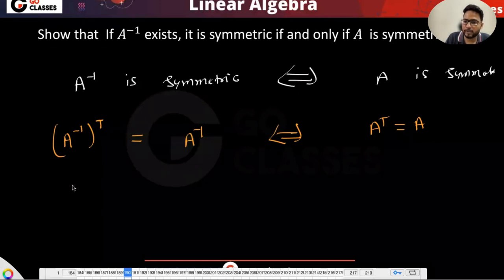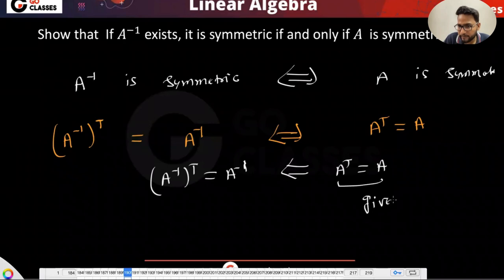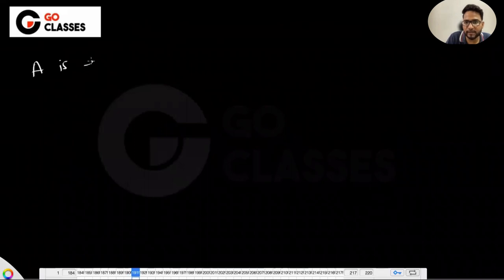Okay, so should I do it? Yuvraj has some answer. I think it is correct. Yeah, so we can do it like this. Let me try doing it. Let me say that given A transpose equal to A, I want to prove A inverse transpose equal to A inverse. We need to prove both ways, but let's have this way first. A transpose equal to A is given to me, which means A symmetric is given. Then I want to prove whether A inverse is symmetric. So it is given that A is symmetric.